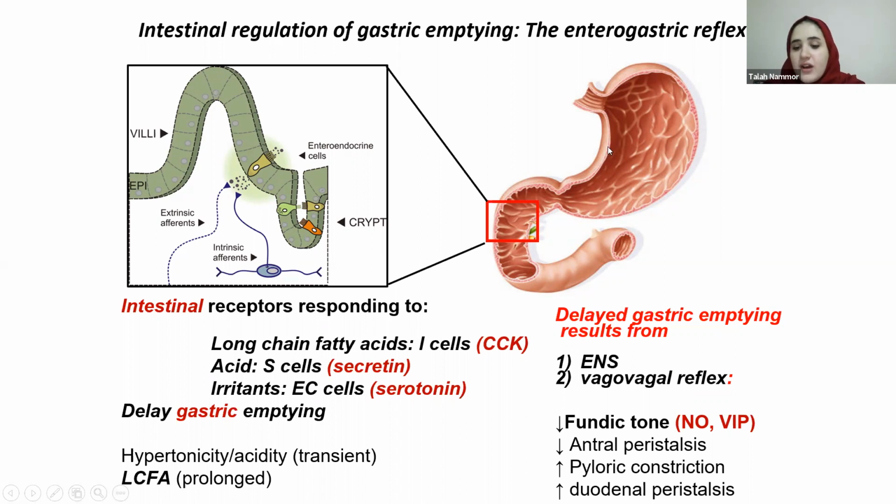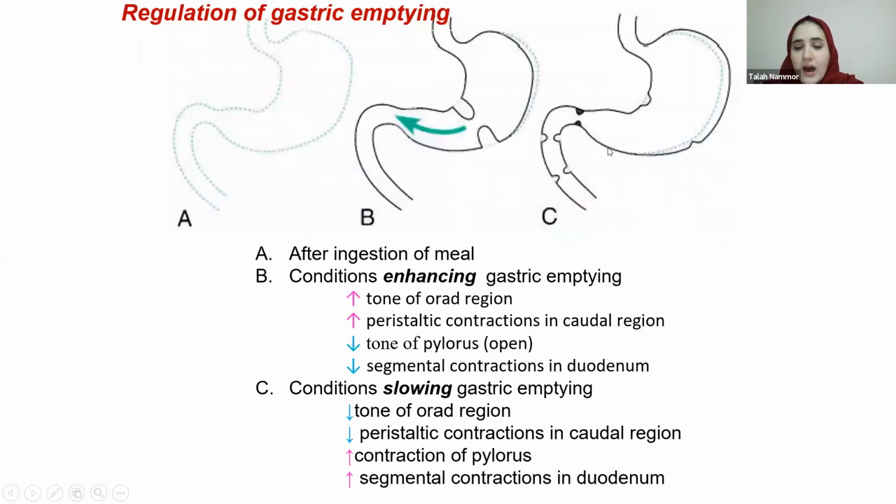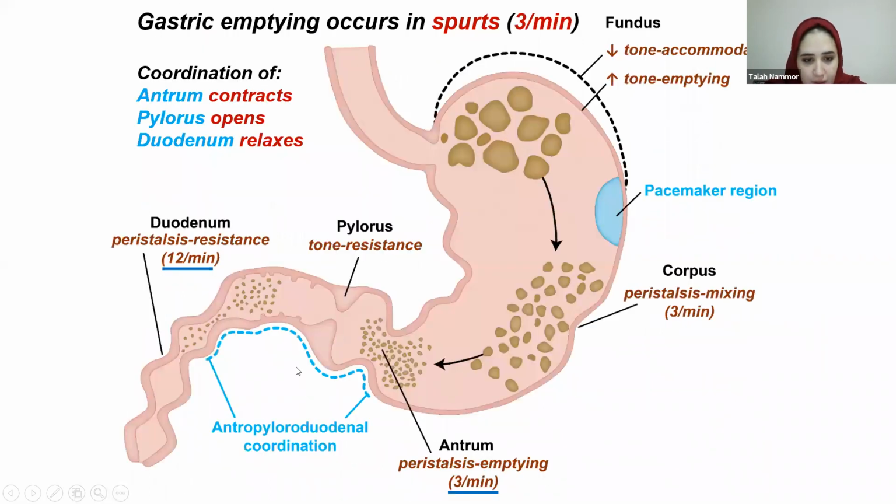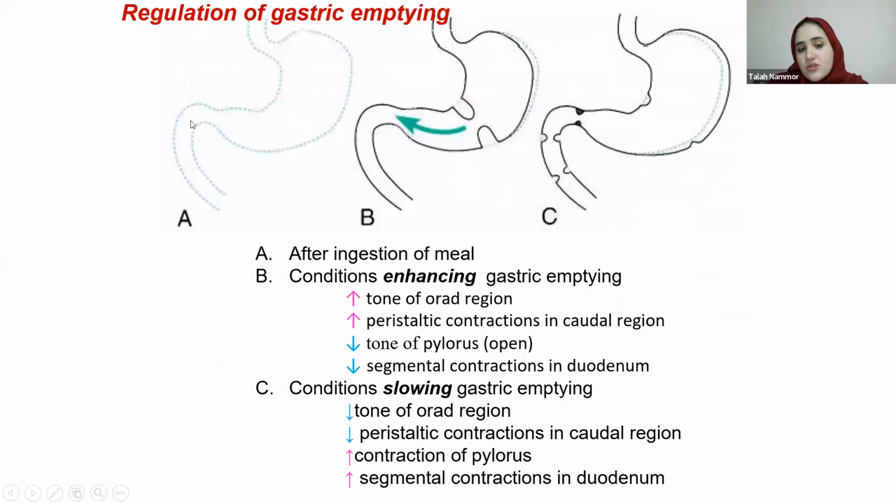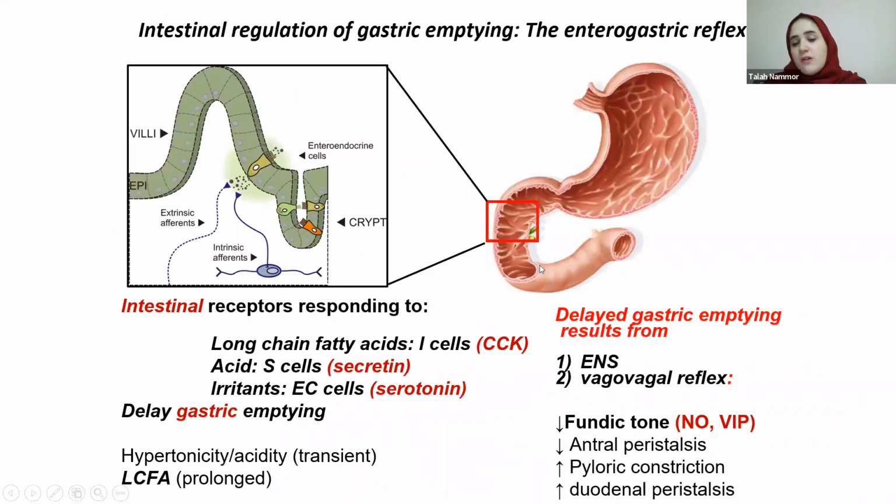So if you think about it, we said for emptying to happen, we need contraction and antropyloric duodenal coordination. The antrum has to contract, the pylorus has to open, and the duodenum has to relax. So to prevent gastric emptying, the opposite has to happen. The antrum needs to relax; that's how the nitric oxide and the VIP cause relaxation. The tone will decrease, the pylorus will close, and the duodenum will start its own peristaltic movement. All of this will prevent gastric emptying. Is it now clear?